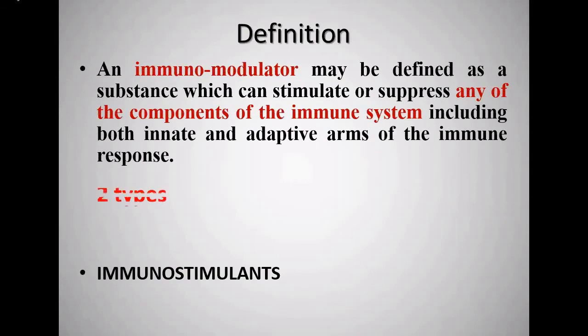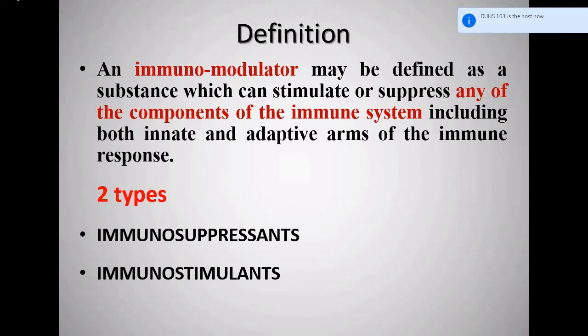Okay. First of all, we will start with the definition. What is an immunomodulator? We define immunomodulators as chemicals or substances that can either stimulate the immune system or suppress it. This is why we use the word modulator. Both things can happen: either they stimulate or they suppress any part of the immune system complex.